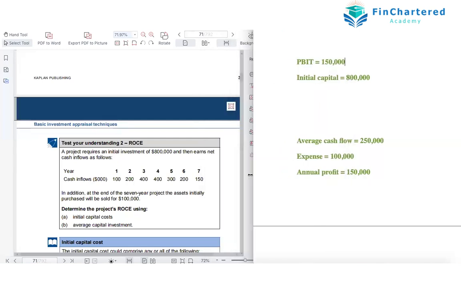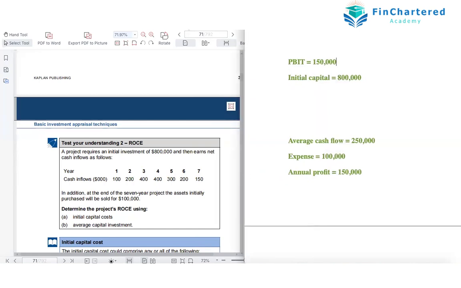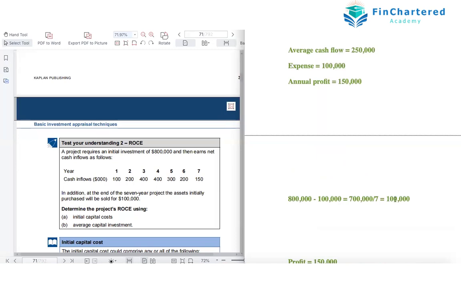Basically, the question is: calculate the yearly depreciation. How much is the yearly depreciation? Without any doubt, it is 800,000 minus 100,000. Why are we deducting 100,000? Because it's not depreciated. There is still value of 100,000 at the end of the period. So the depreciated amount was 700,000. It was depreciated over 7 years. So the yearly depreciation is 100,000. Is that clear?